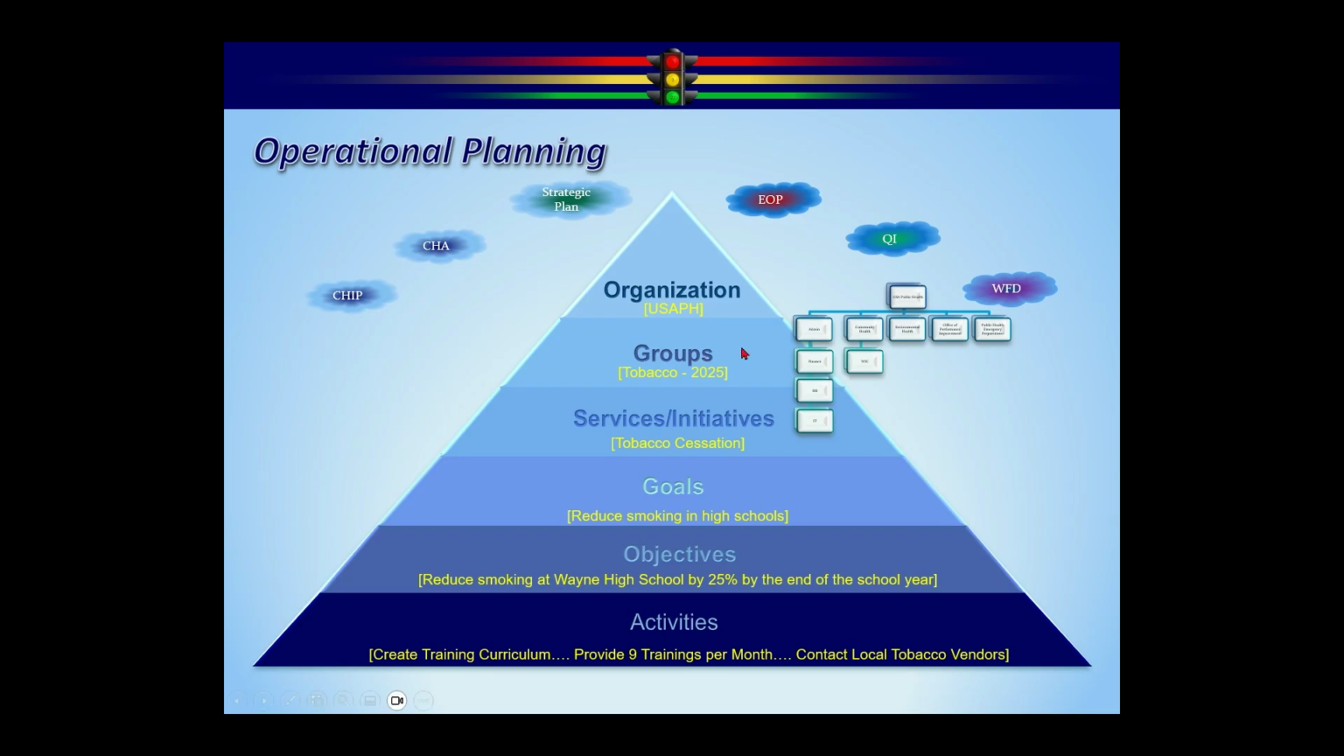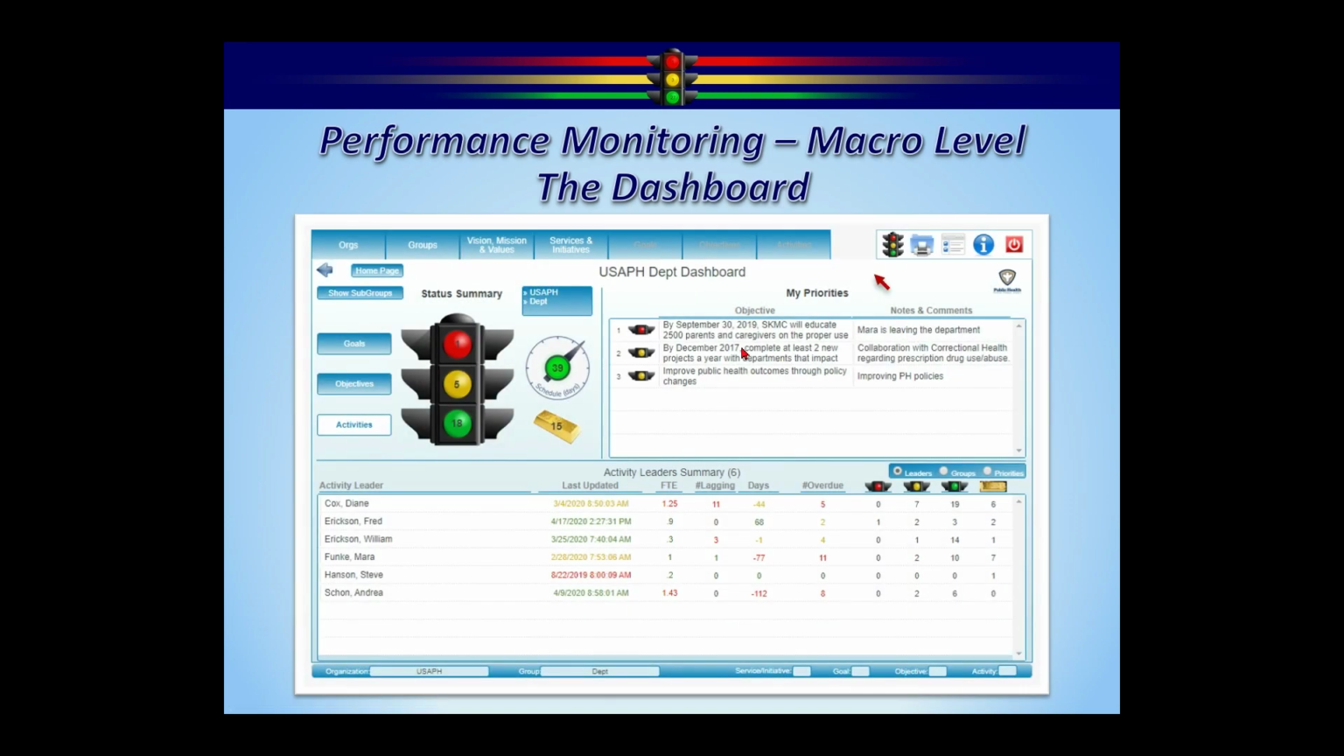So the first thing I want to talk about is up here at the group level, we have what we call the dashboard. The dashboard is what we call macro level performance monitoring. So it can be the entire department on one screen. It can be a specific division, office, or program on one screen. It can be a division plus the subgroups under that division, which we'll kind of use as the example here. It can also be just maybe my strategic plan, since it's a group within itself.